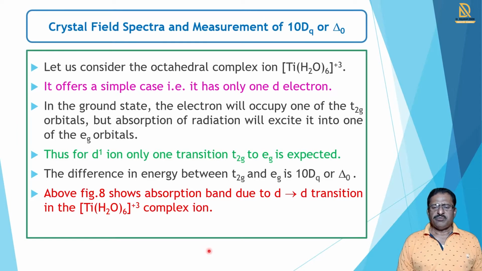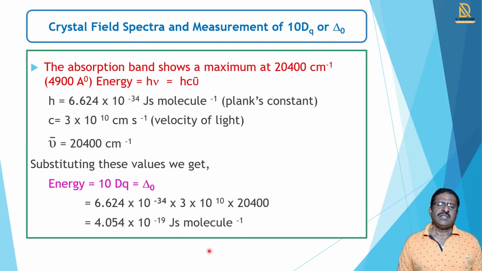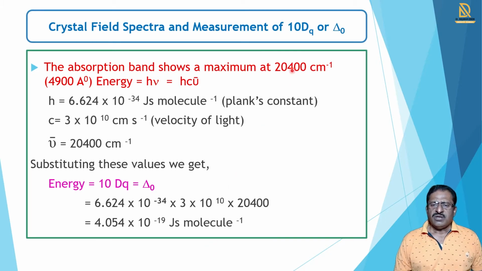So this absorption band due to the d-d transition in this [Ti(H2O)6]3+ complex ion is observed in this figure, and that absorption gives the value 20400 cm^-1, or in angstroms, 4900 angstrom. So the absorption peak we have observed in the figure is at 4900 angstrom.